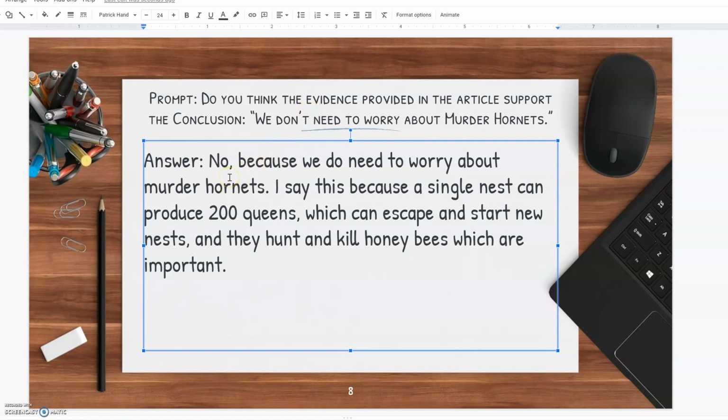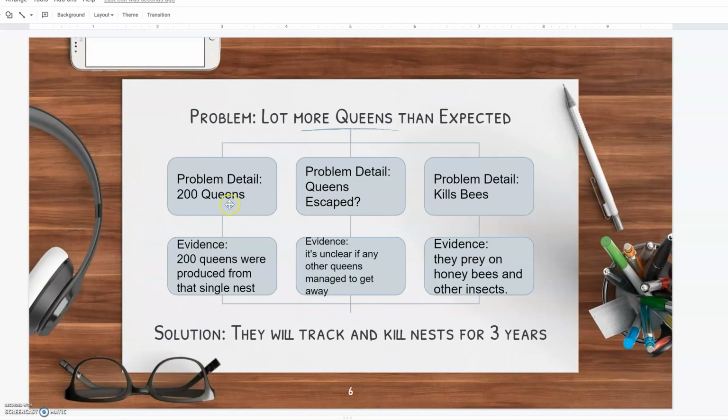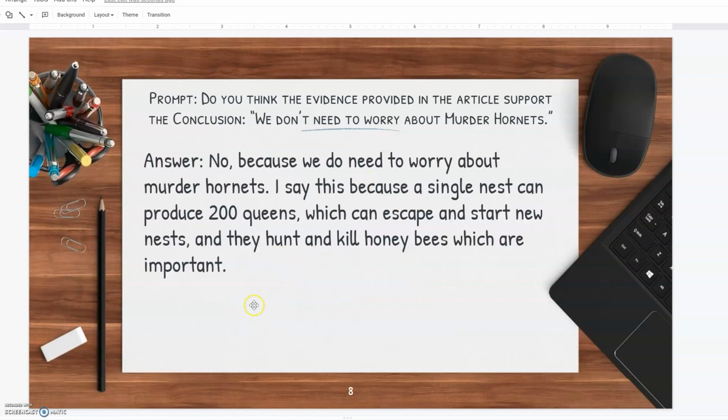It's okay to say no to a prompt, but you see how we do that. We use this information to answer, and then we use this information, our evidence, to support our answer. That's how we use evidence all the time, to support our claims.